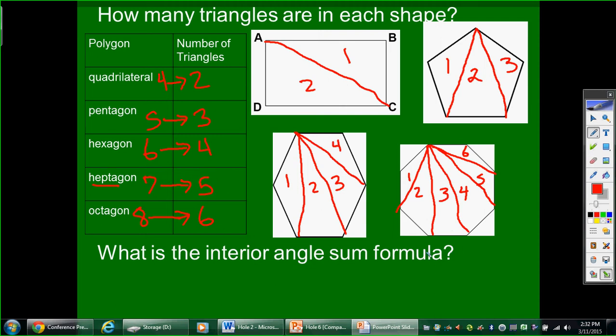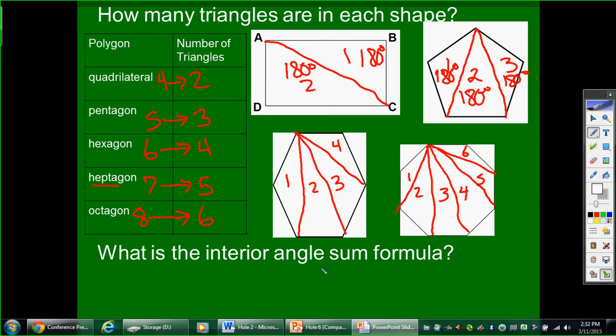If I want to know how many degrees are in the inside of each one of these shapes, I can simply look at the number of triangles and the number of degrees in each triangle. So for example, here I've got 180 and 180, there's 360. Here I've got 180, 180, 180 is 540.